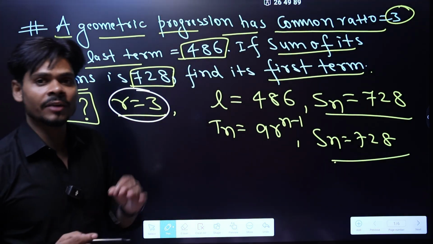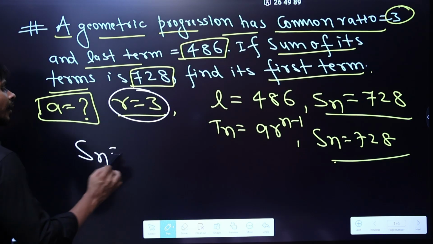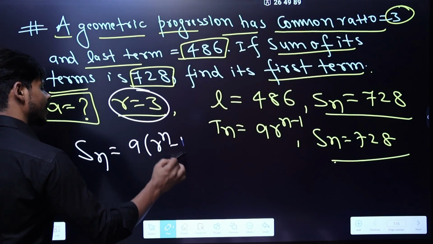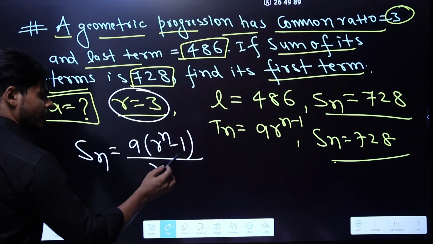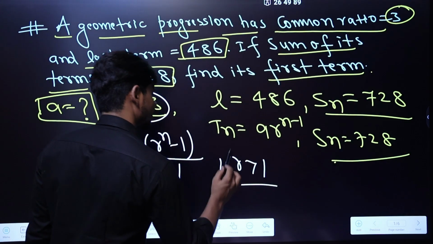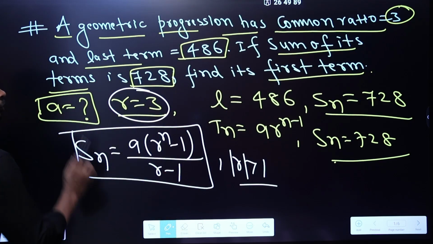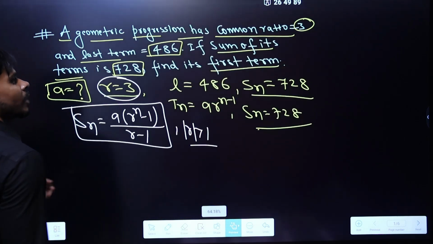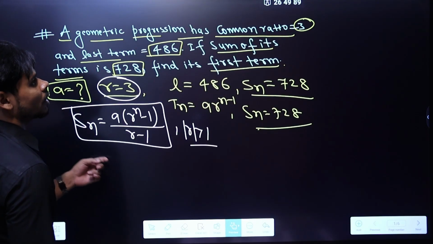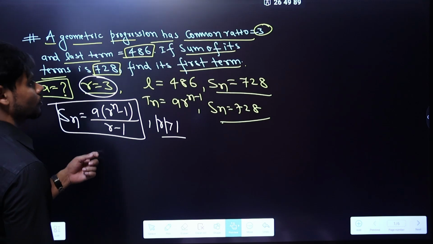We already know the formula for Sn, and here we are also given that r is 3. If r is 3, which is greater than 1, we are going to apply the formula of Sn, that will be a times (r to the power n minus 1) divided by (r minus 1), and since r is greater than 1 you can also apply the modulus sign. So this formula we are going to use here. Actually we will get 2 equations. Let's substitute the given values first.